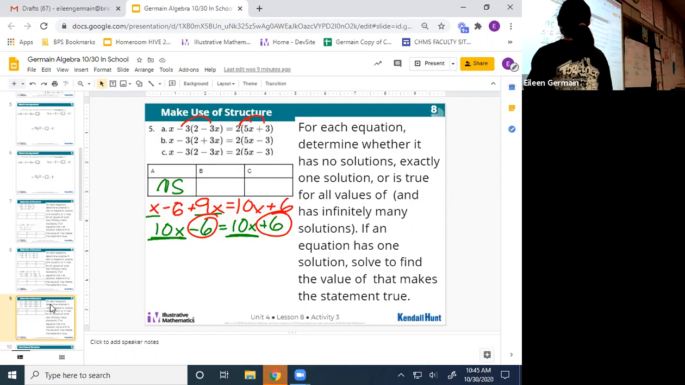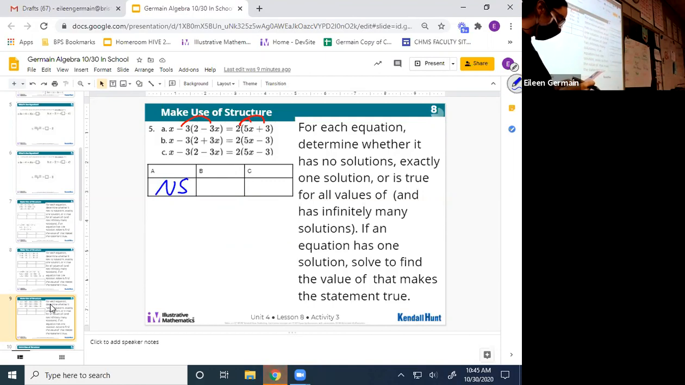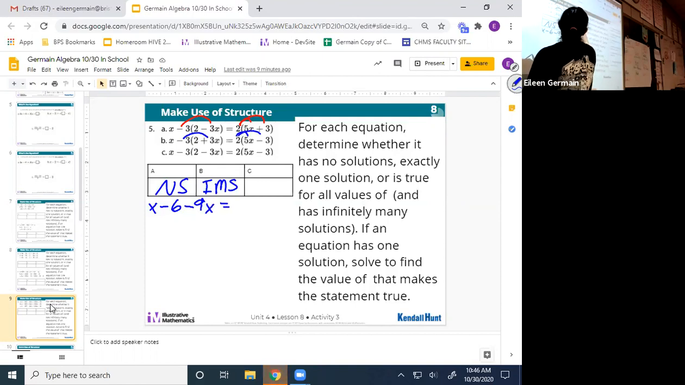Let's take a look at 5B. 5B was done by Gwen, and Gwen gave me an answer of infinitely many solutions. Let's test it. We have to distribute again. So we would get x minus 6 minus 9x is equal to 5 times 2, which would be 10x minus 6.